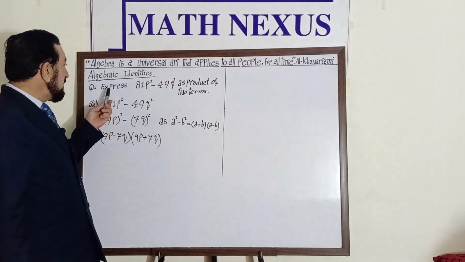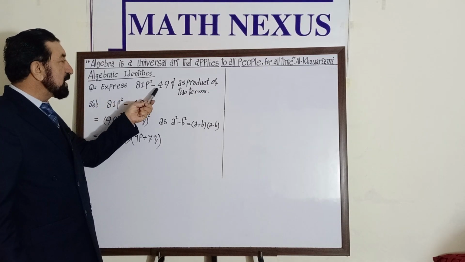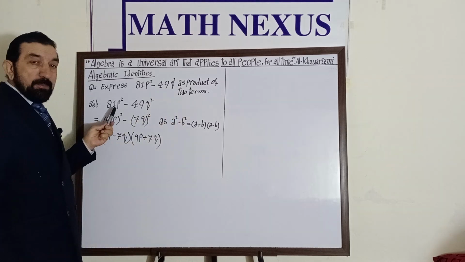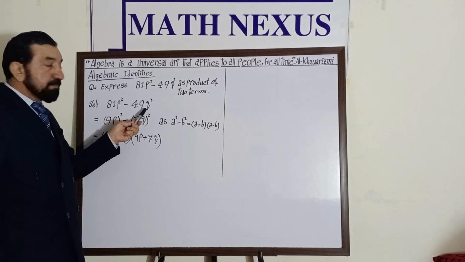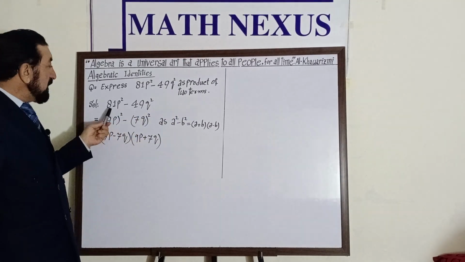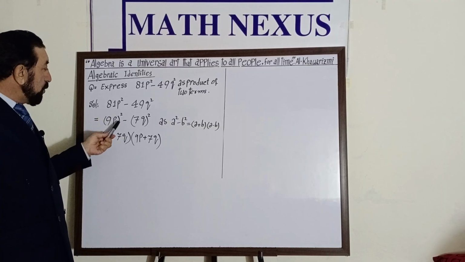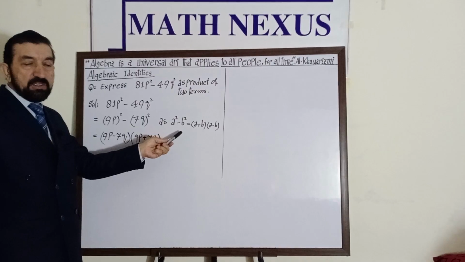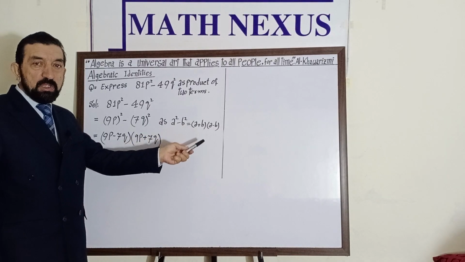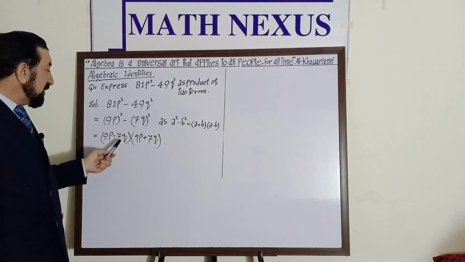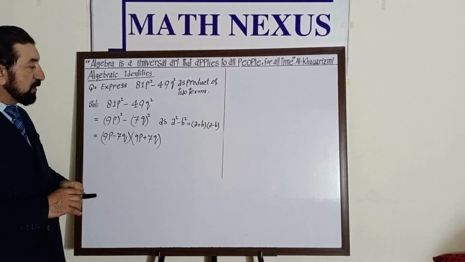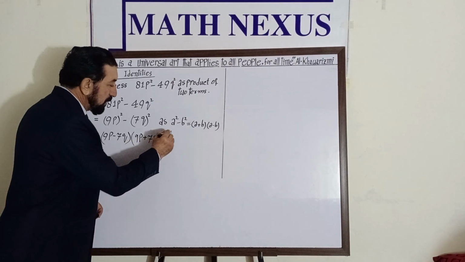Look at the question. Express 81p square minus 49q square as product of two terms. 81p square minus 49q square, we can write 9p whole square minus 7q whole square, as a square minus b square is equal to a plus b into a minus b. This can be written as 9p minus 7q into 9p plus 7q. This is the answer of the question.